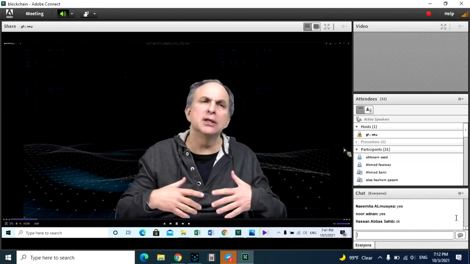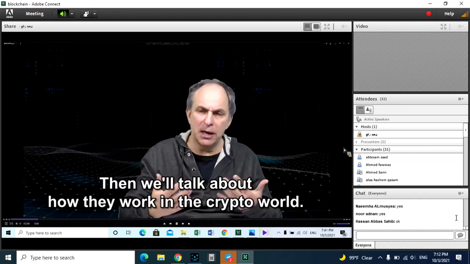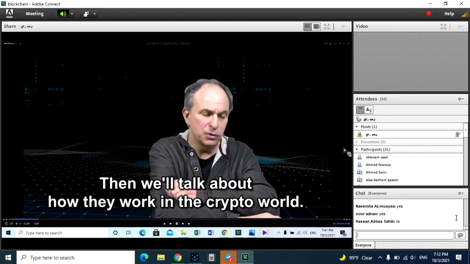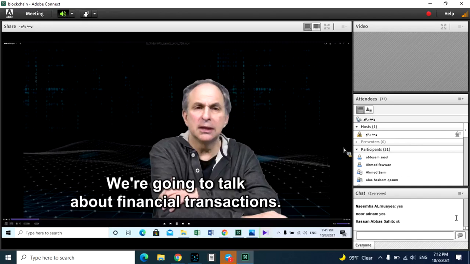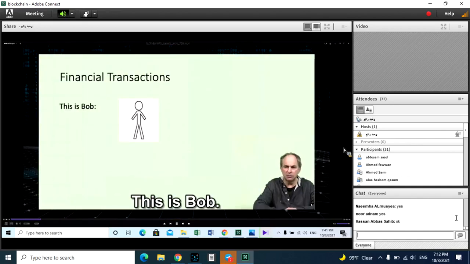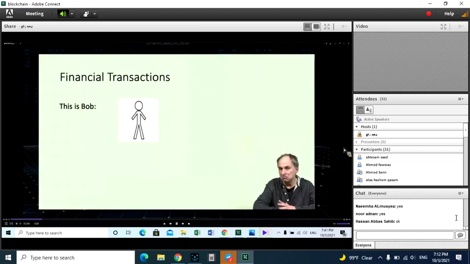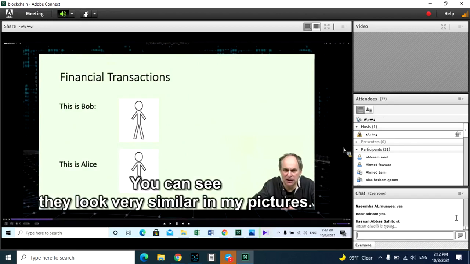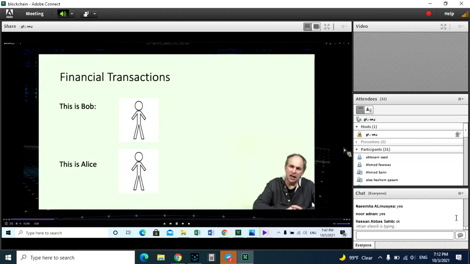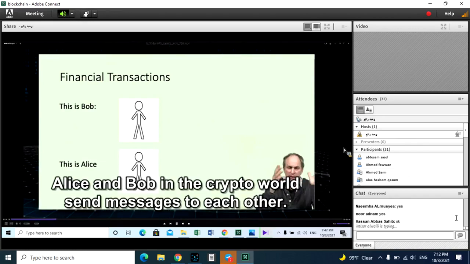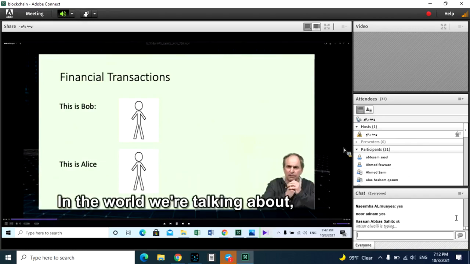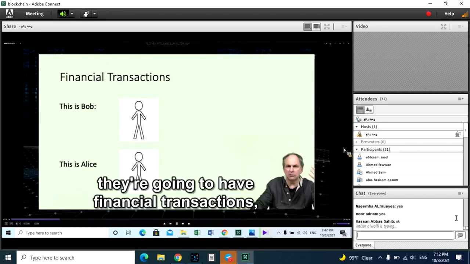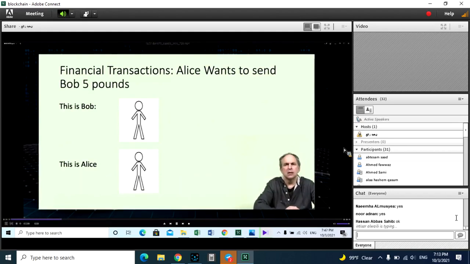This is Bob. Now we're starting to think like cryptographers. Cryptographers always talk about Bob and another one, Alice. You can see they look very similar in my pictures. Alice and Bob in the crypto world send messages to each other. In the world we're talking about, they're going to have financial transactions. They're going to send money to each other.